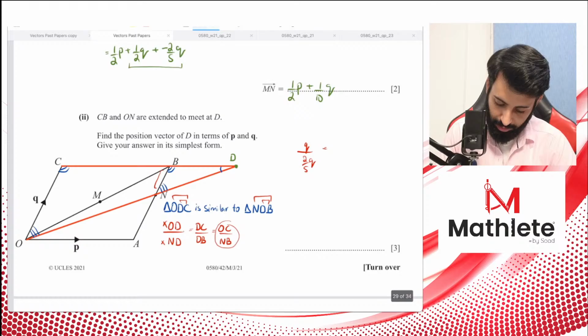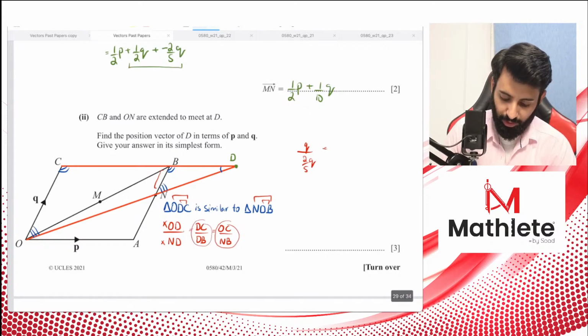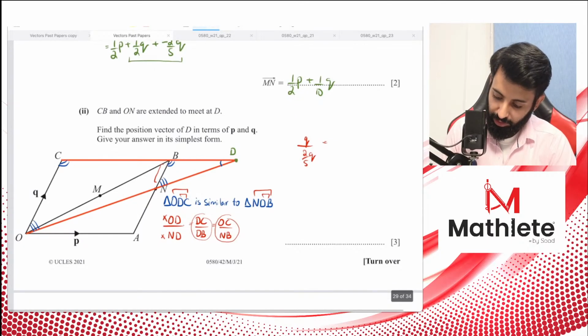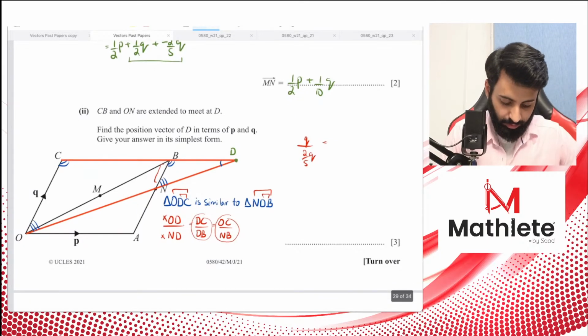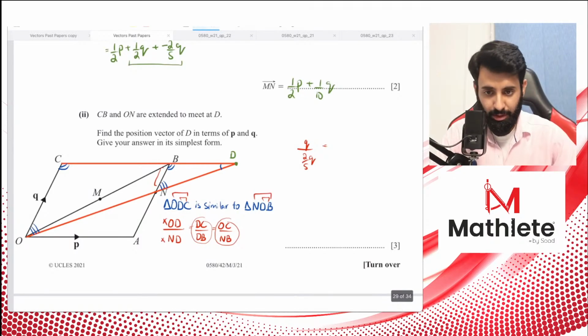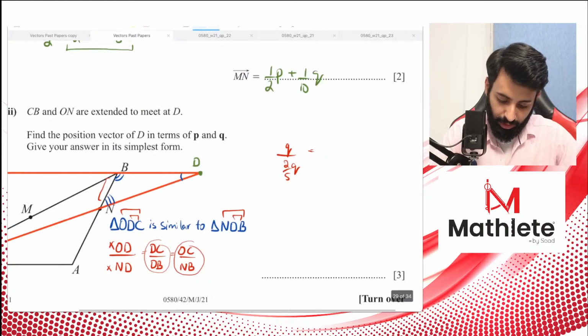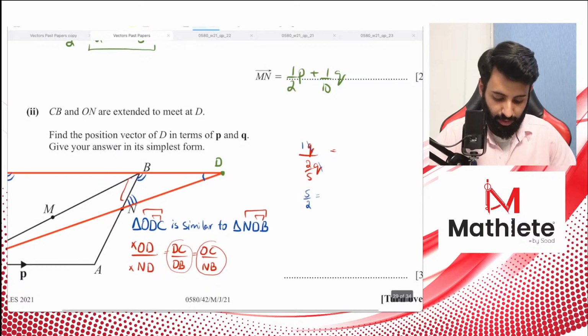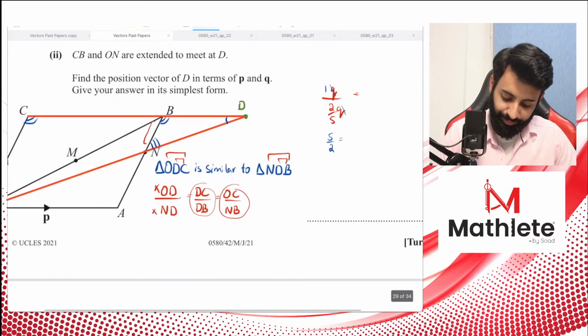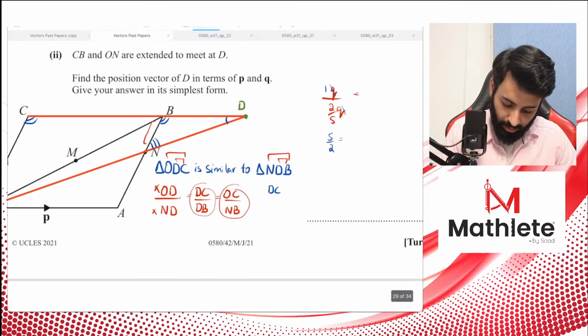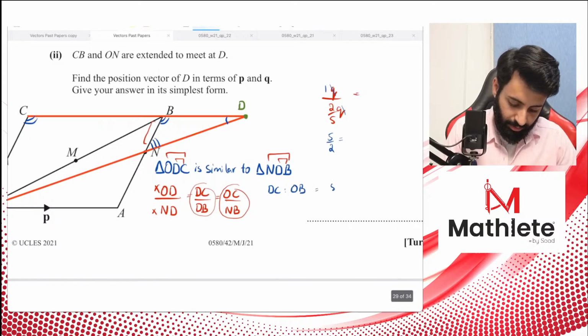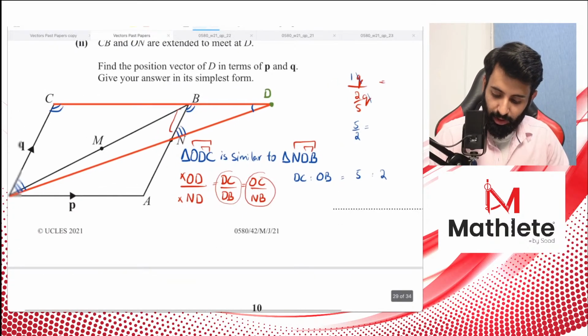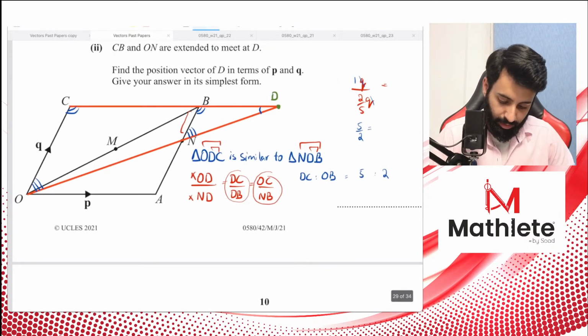We can find out the ratio between DC and DB. We know OB, we worked it out earlier. With the help of this, we can find out the ratio in which they're similar. So if we cross it out, we have 1 over 2 upon 5, which is equal to 5 upon 2. So these two triangles are similar in the ratio 5:2. What does that mean? That means that DC and OB are also going to be in the same ratio, 5:2.